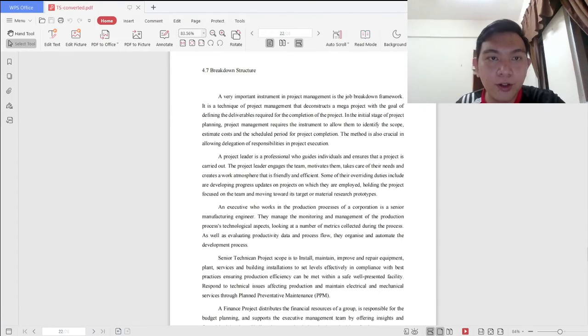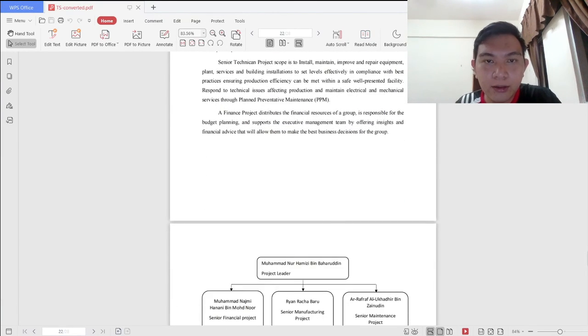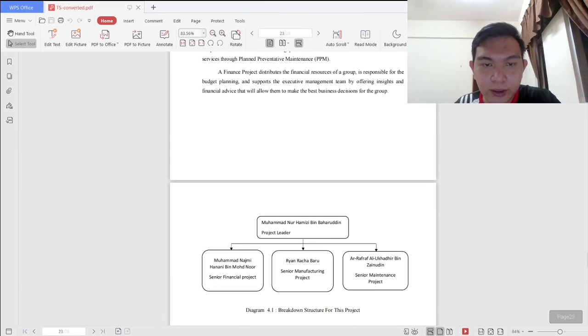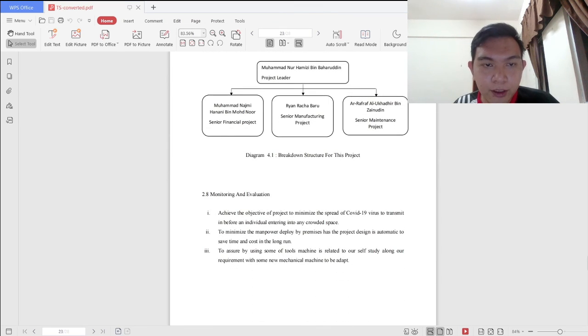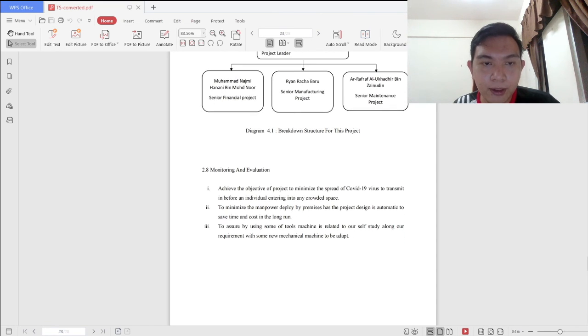Lastly, for the breakdown structure, we have divided our group members into a few positions: Muhammad Tamizi will be the project leader, Muhammad Nazmi the senior financial project, myself the senior management project, and R Afraf the senior maintenance project. For our monitoring and evaluation, we have three objectives: first, to minimize the spread; second, to minimize the manpower deployed by premise; and third, to use some tools related to self-study for the requirement of a new critical machine to adapt.